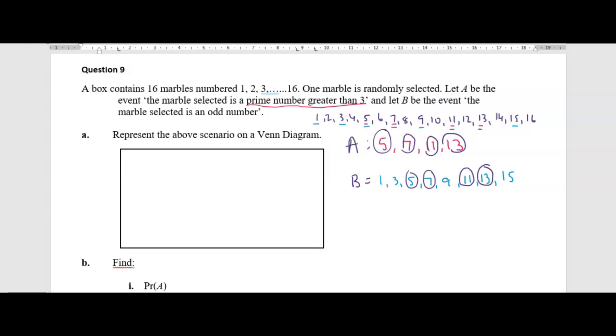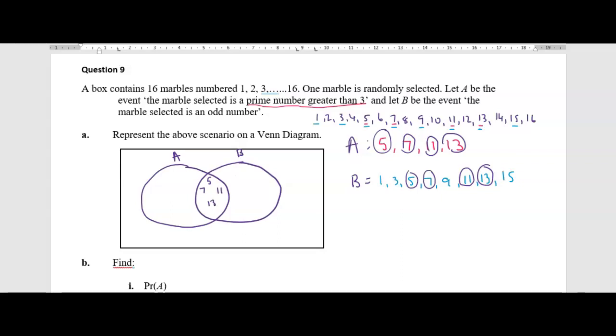Okay, so what we've got here, and I might have to draw a bigger circle just to fit all those numbers in. Now you could do probabilities or you could do the numbers. I'm going to do the numbers. So this is A and this is B. Now 5, 7, 11 and 13 are common to both. So I'm going to put them in the middle here. 5, 7, 11 and 13.